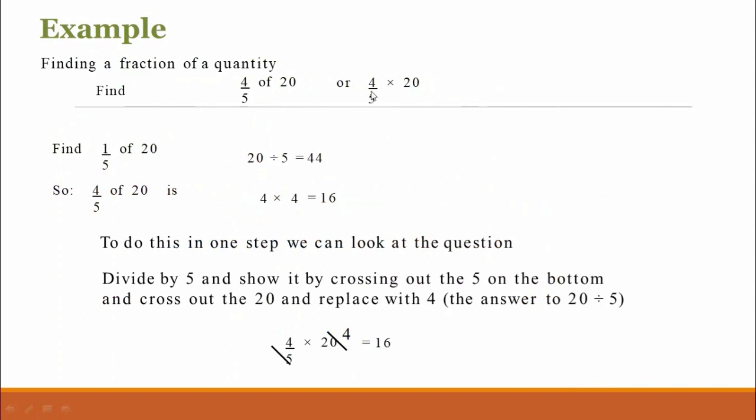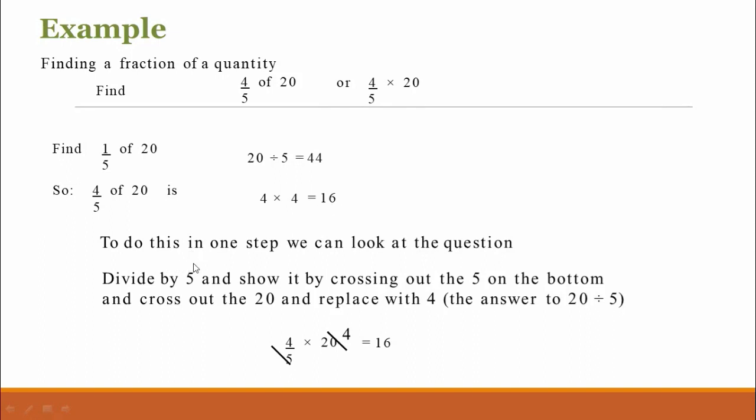Now, some examples. Find a fraction of the quantity: 4 by 5 of 20. 4 by 5 of 20 means 4 by 5 multiplied by 20. So, to write the fraction form of this, 1 over 5 multiplied by 20. So 20 divided by 5 is equal to 4, and 4 by 5 of 20 is 4 multiplied by 4, which is equal to 16.